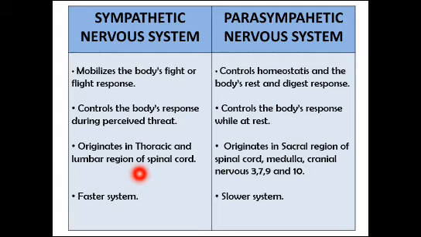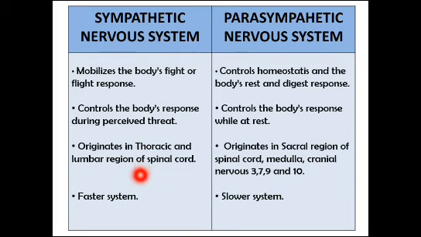Then this is an important point to remember: the origination of the sympathetic nerves. These nerves originate mainly in the thoracic and lumbar region of the spinal cord. The sympathetic nerves are not located throughout the spinal cord. They are only located in the thoracic and lumbar region. Whereas the origination of the parasympathetic nerves takes place in the sacral region of the spinal cord, the medulla, and cranial nerves 3, 7, 9 and 10. So the nerves arising from the thoracic and lumbar region are sympathetic nerves, and the nerves arising from the sacral region of the spinal cord, medulla and cranial nerves 3, 7, 9 and 10 are the parasympathetic nerves.